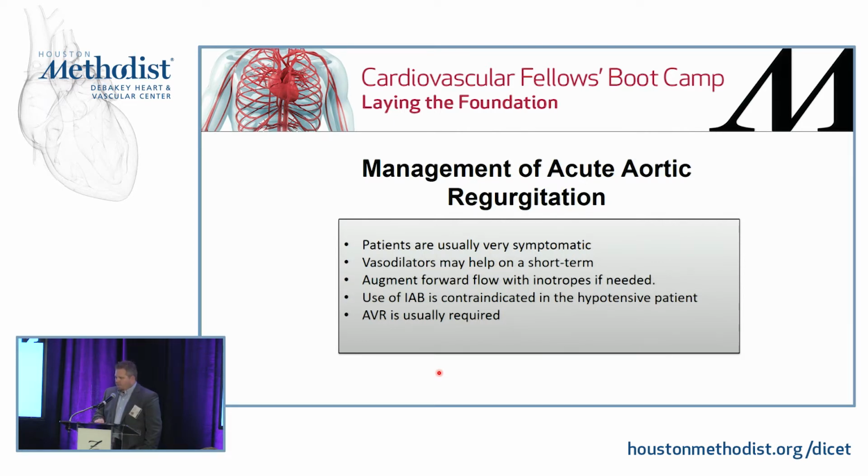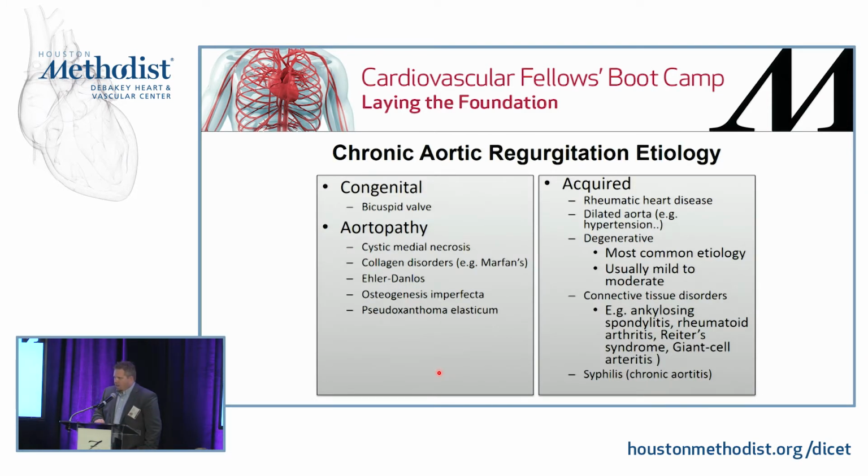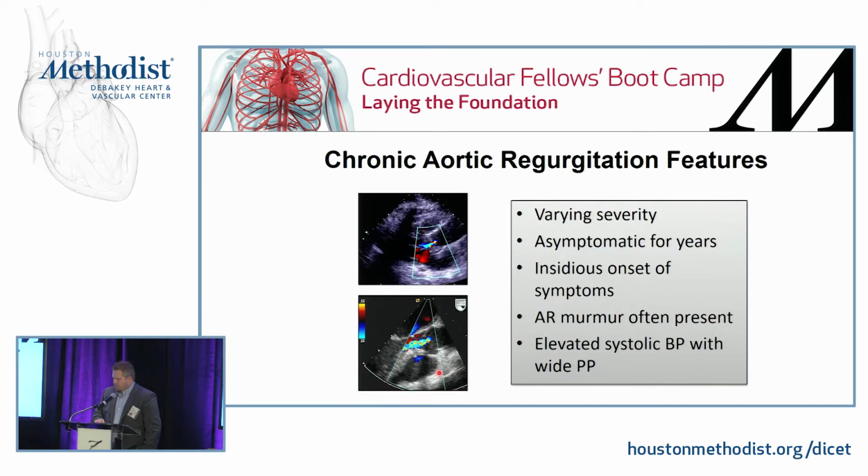Use of a balloon pump is typically contraindicated in the hypotensive patient, and aortic valve replacement is typically required. Now, chronic, why does chronic happen? It could be for a number of reasons. Chronic aortic insufficiency can be from bicuspid aortic valve. A number of collagen disorders can cause that. You can have dilation from an aortic aneurysm. A whole number of reasons.